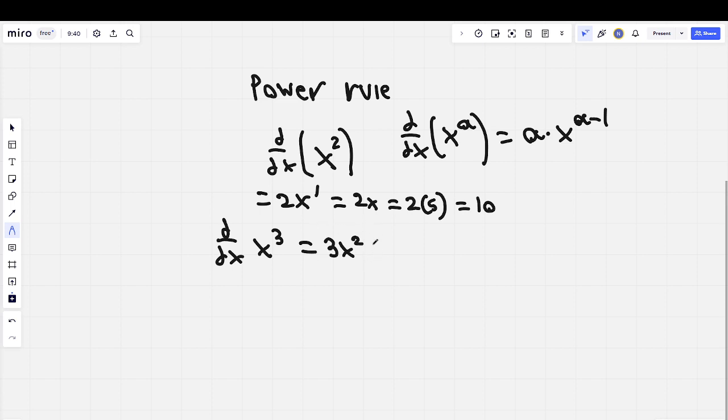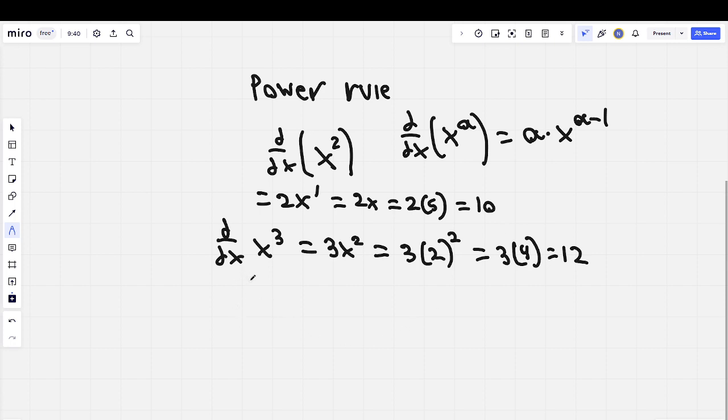So let's imagine we're at the point 2. This will be equal to 3 multiplied by 2 to the power of 2. Now we can simplify this. Remember, exponents always come first. So 2 to the power of 2 is 4. So 3 multiplied by 4 is equal to 12. And there we go. That means at the point of 2 on the x cubed graph, we'll have a slope of 12.